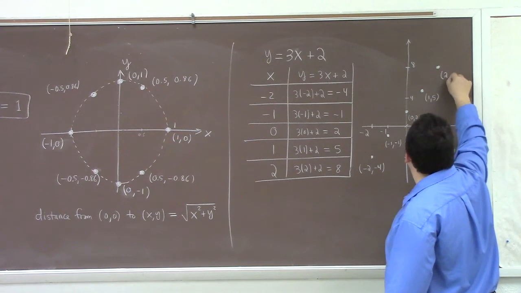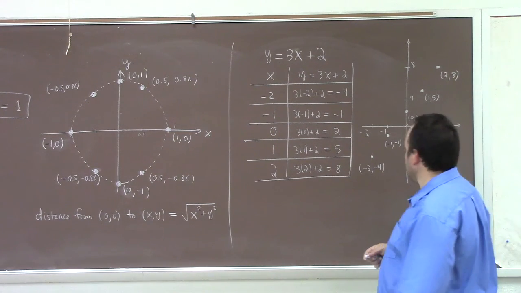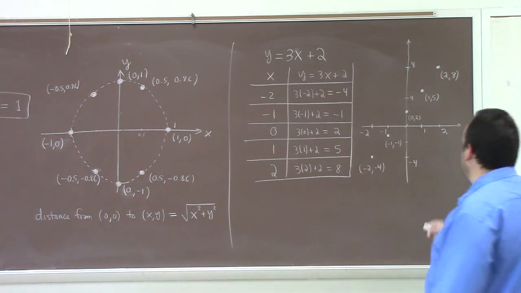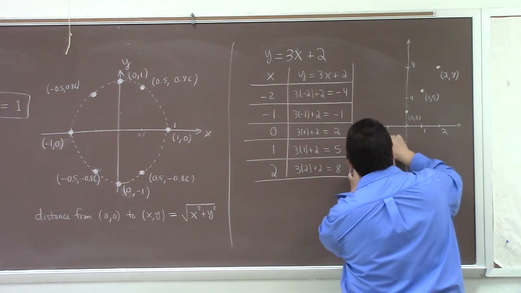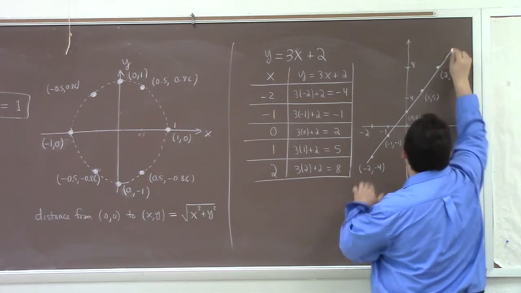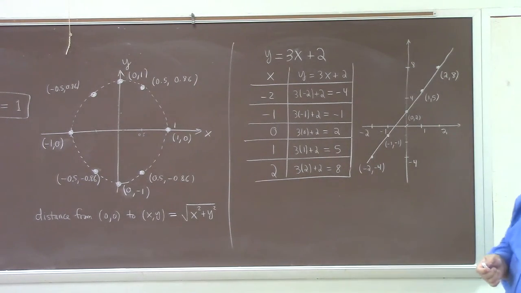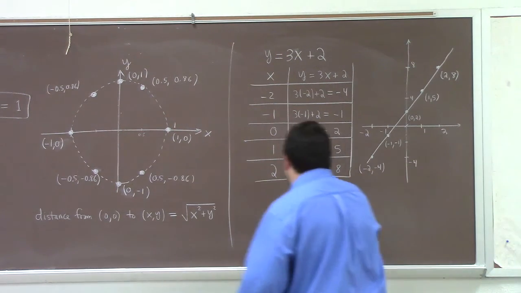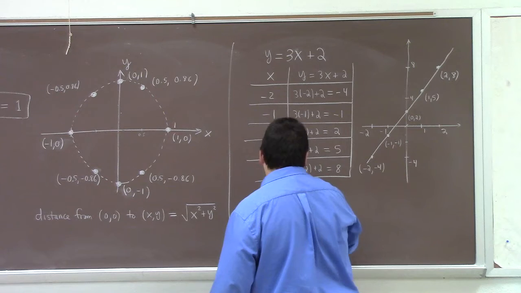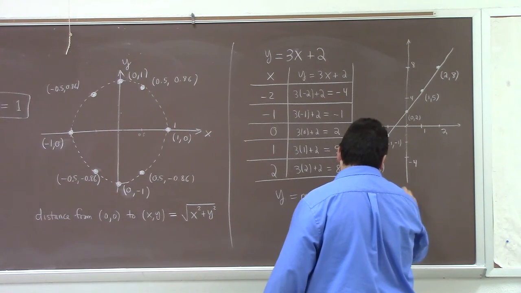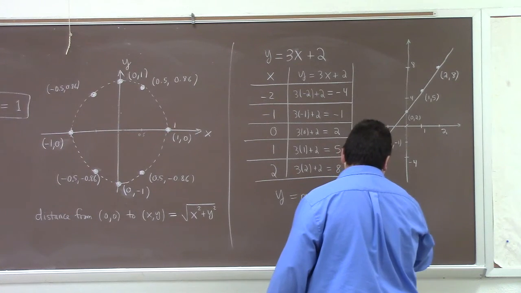So what do we got? This is a line, right? It's a line with slope 3 and y-intercept 2, right? y equals mx plus b. See, m equals 3, b equals 2.